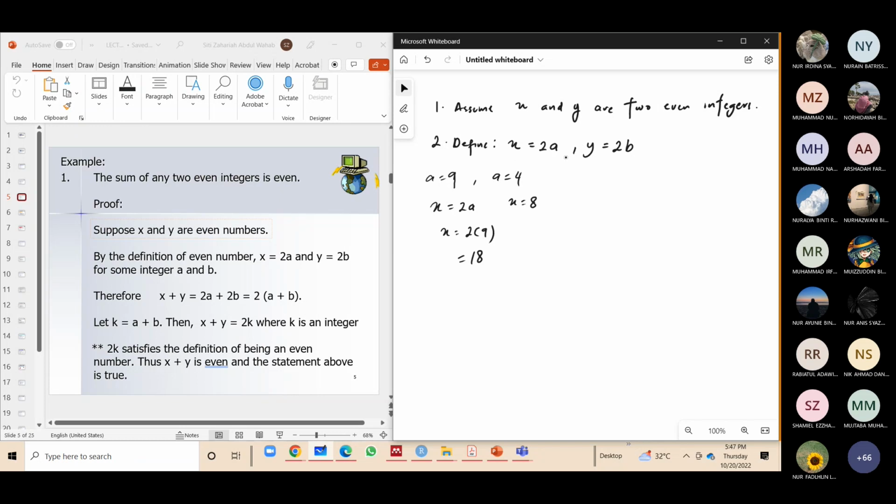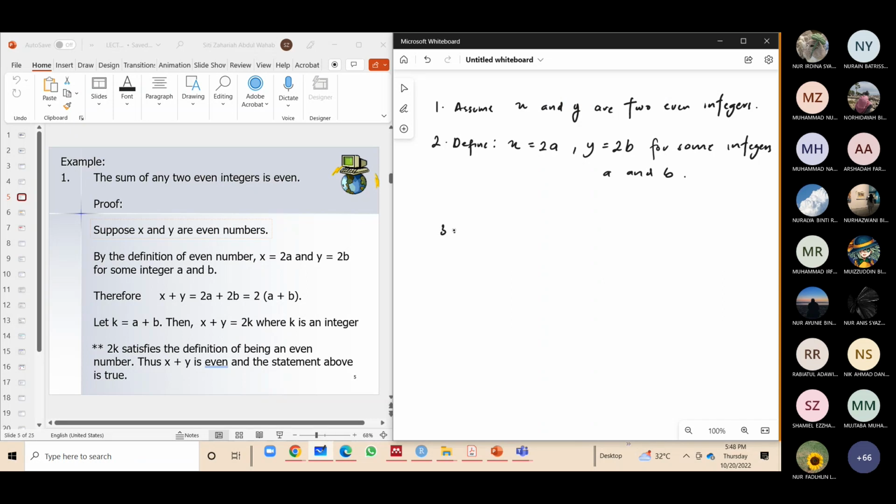And then after we define x and y, we have to state here: for some integers a and b. Why do I have to say for some integers a and b? Only integers can be substituted into a and b. And then step 3, we prove.